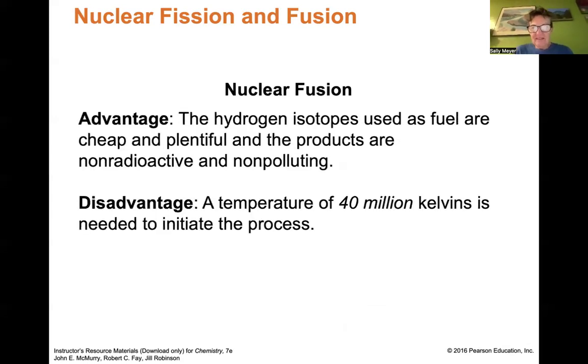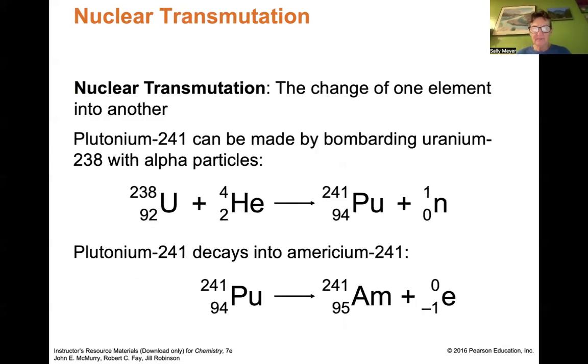So the advantage is that the hydrogen isotopes used as fuel are cheap and plentiful, and the products are non-radioactive and non-polluting. The disadvantage is what I said, the temperature that you have to have is about 40 million Kelvin in order to get the process started, to get the nuclei close enough together so that they'll fuse.